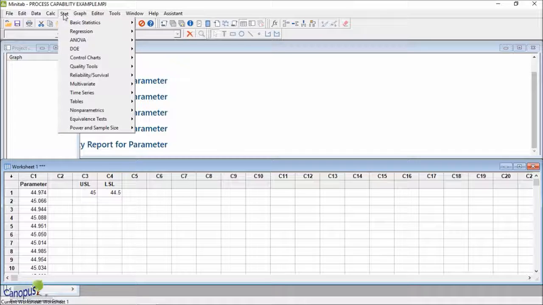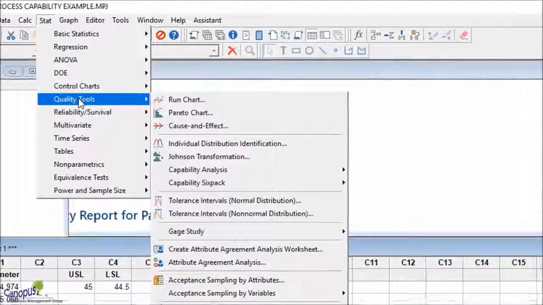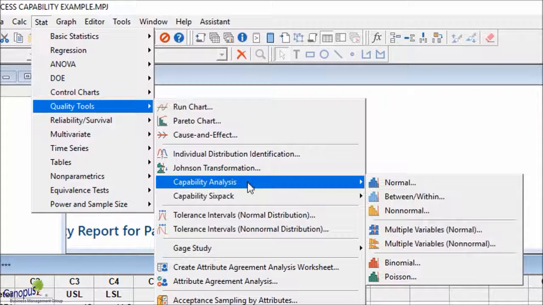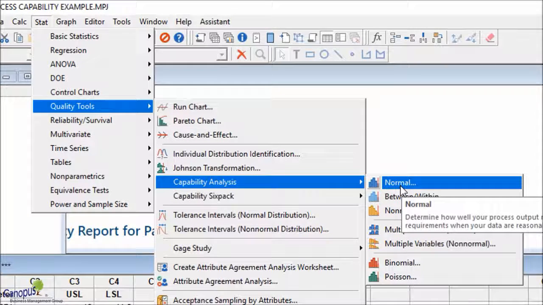So go to Stats, go to Quality Tools, and in Quality Tools, you go to Capability Analysis. And in Capability Analysis, there are various capability analysis tests which can be performed.